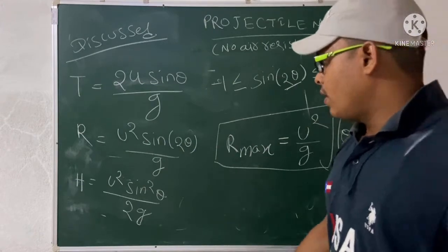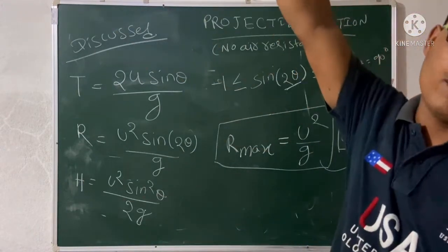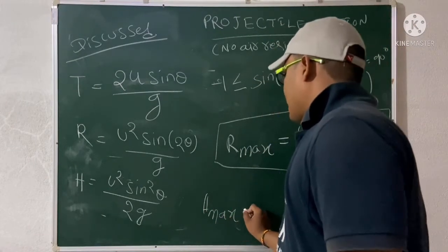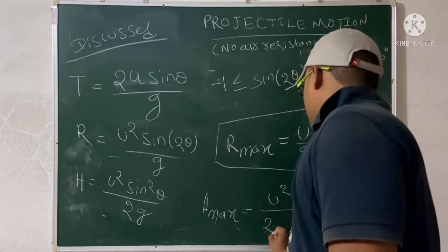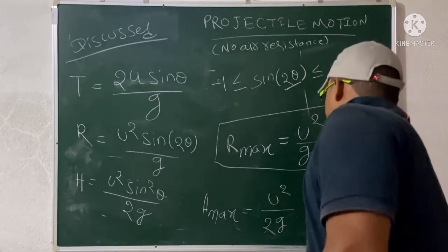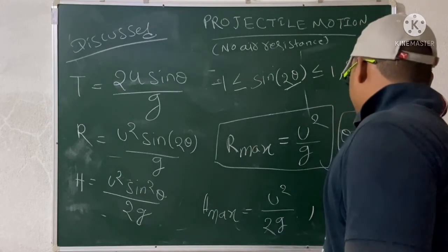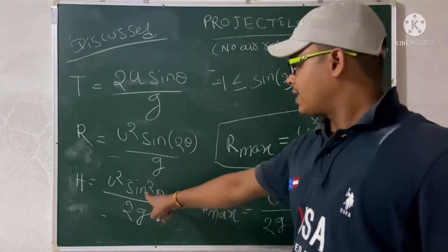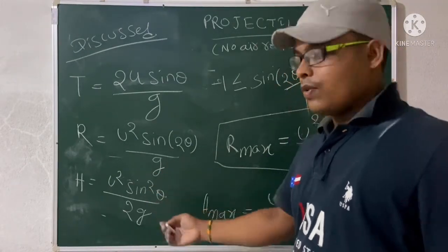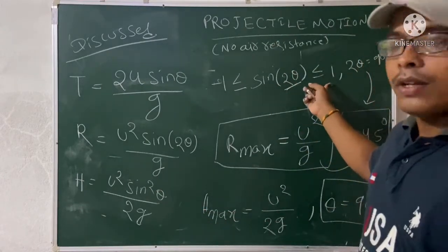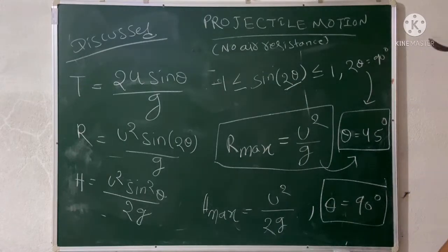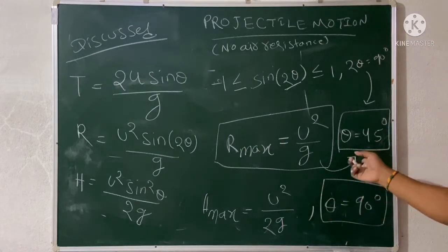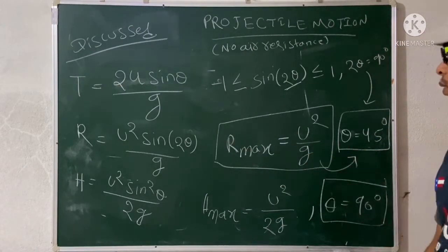And when you get caught out, that means the ball has gone to maximum height, then you will be caught out. So what is the maximum height? H maximum equals U square by 2g. And when does this happen? This happens when theta equals 90 degrees, because there is sin theta square. When sin theta equals 1, theta equals 90 degrees. So if you hit the ball with the bat at 90 degrees, then you will get maximum height. And if you hit the ball at 45 degrees, then you will get maximum range.